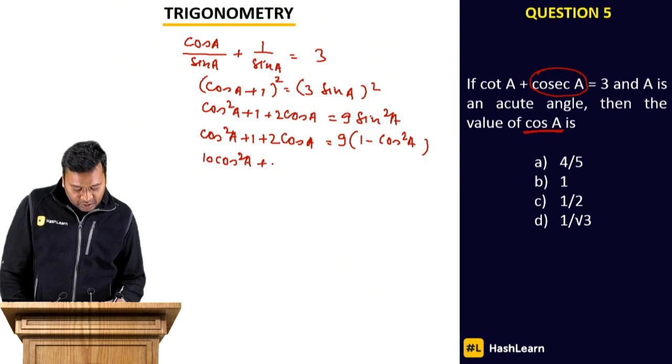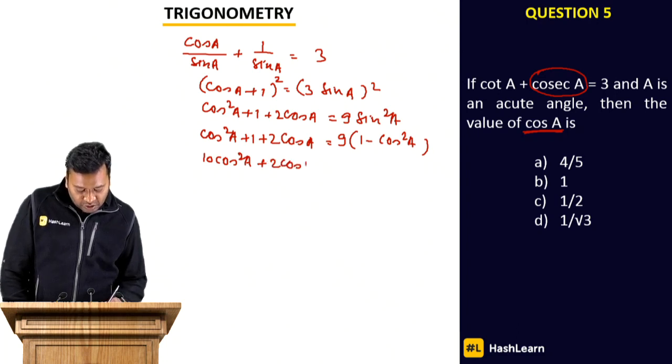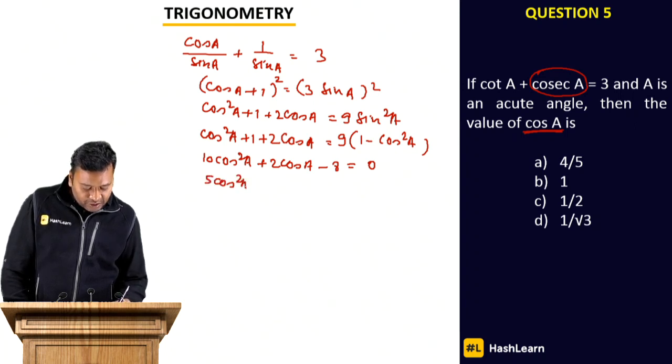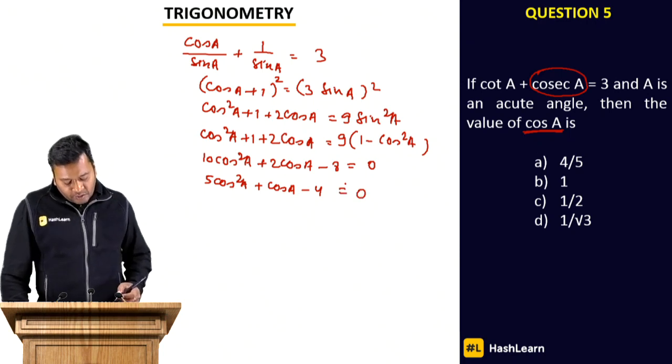plus 2 cos a minus 8 is equal to 0. That's my representation here. Or else we can say the value is nothing but 5 cos square a plus cos a minus 4 is equal to 0, right?